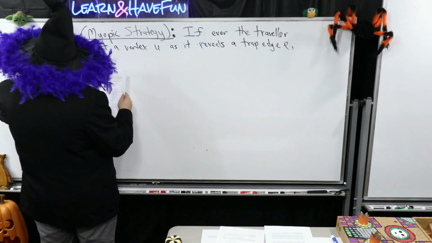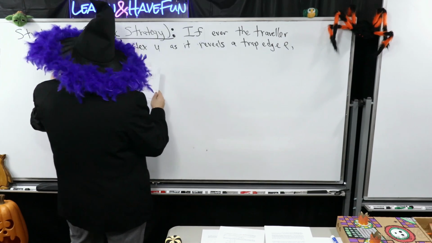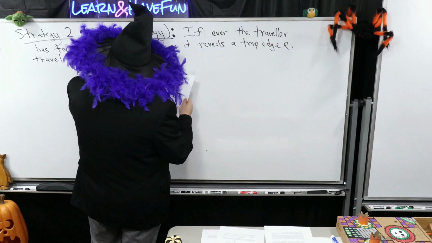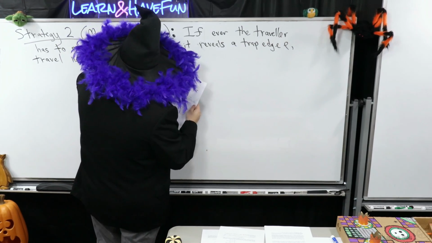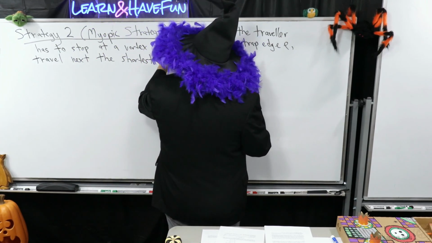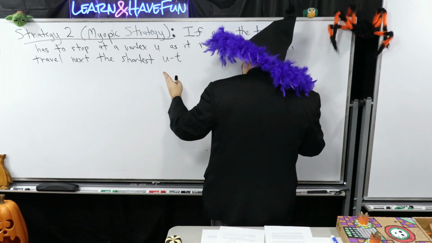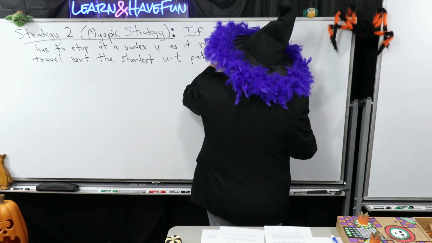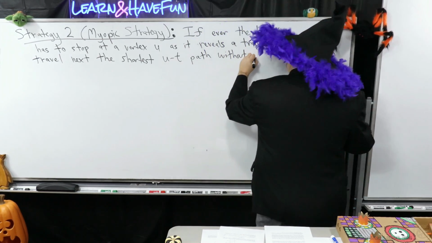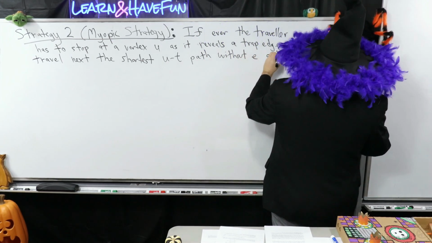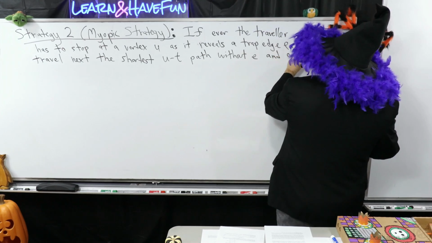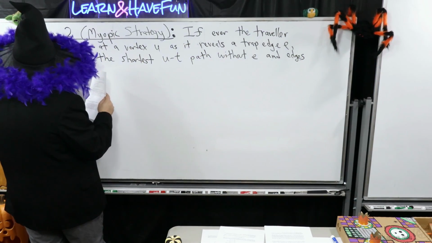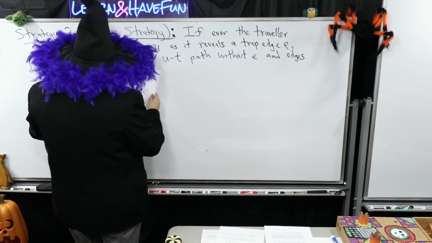Next we're going to travel the shortest UT path. So we're going to go from U to T. We're going to find the shortest UT path without E and edges discovered to have traps.